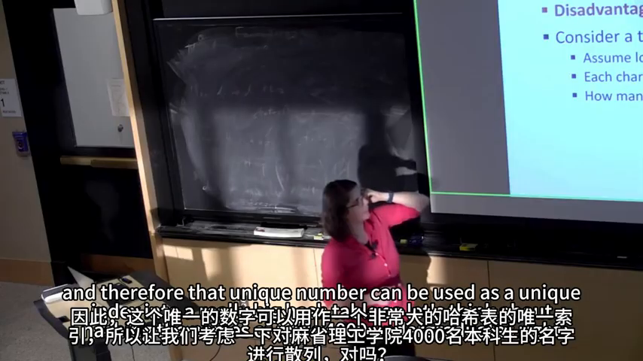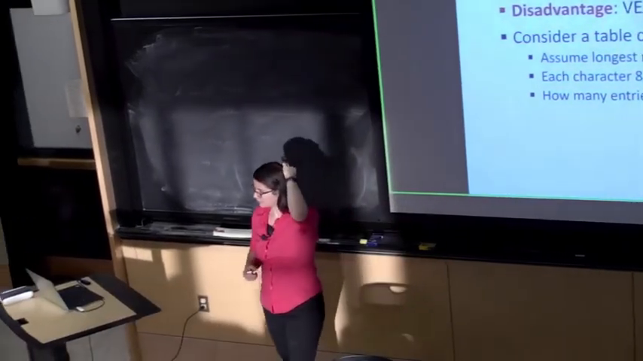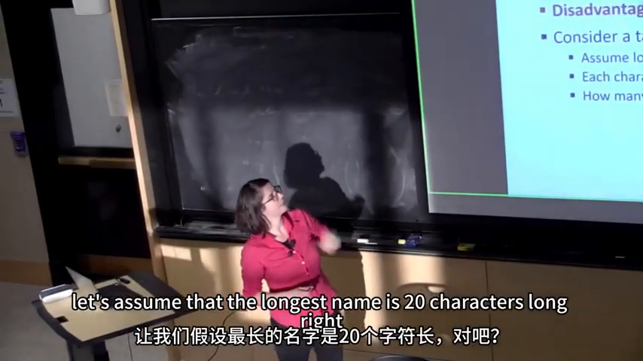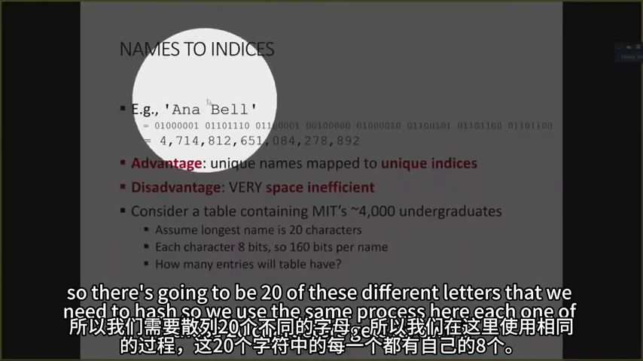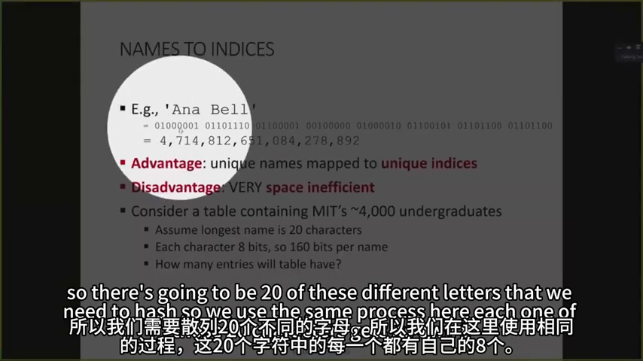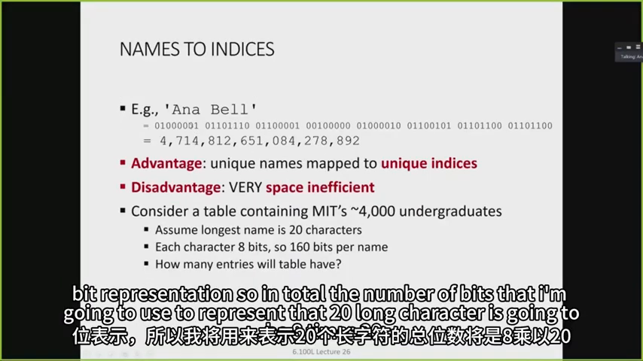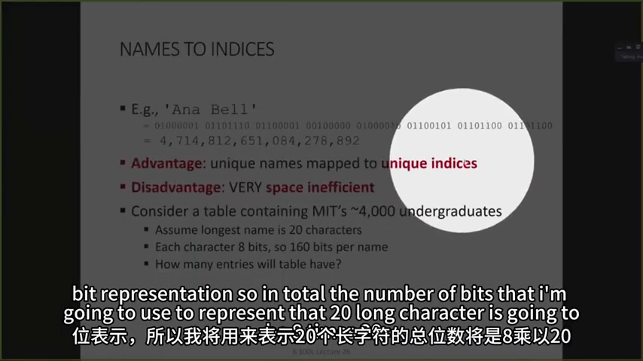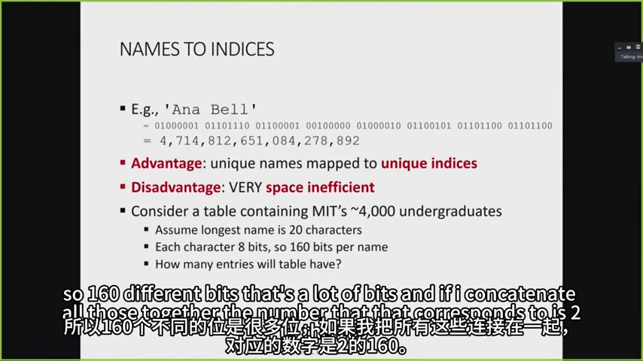So let's think about hashing the names of MIT's 4,000 undergrads, right? Let's assume that the longest name is 20 characters long, right? So there's going to be 20 of these different letters that we need to hash. So we use the same process here. Each one of those 20 characters gets its own 8-bit representation. So in total, the number of bits that I'm going to use to represent that 20-character name is going to be 8 times 20, so 160 different bits. Okay. That's a lot of bits.